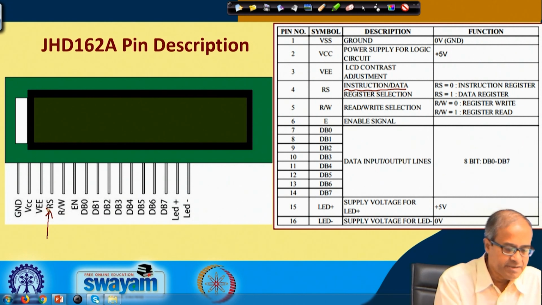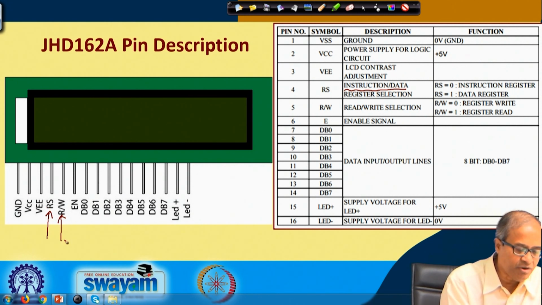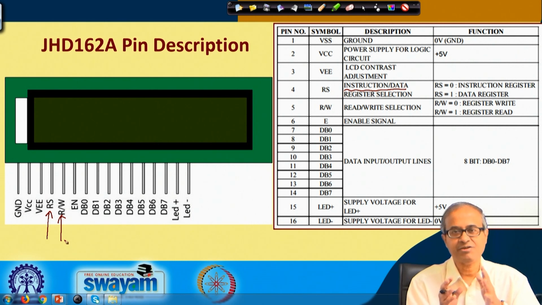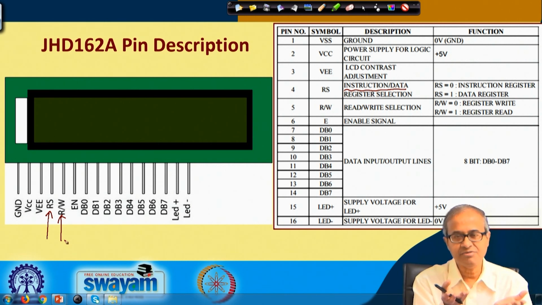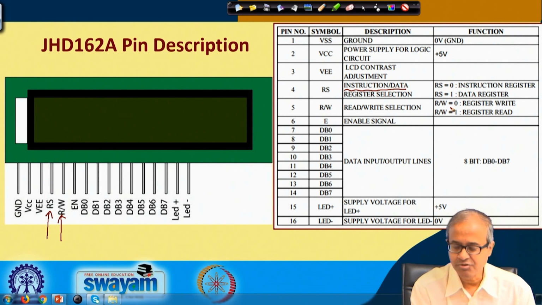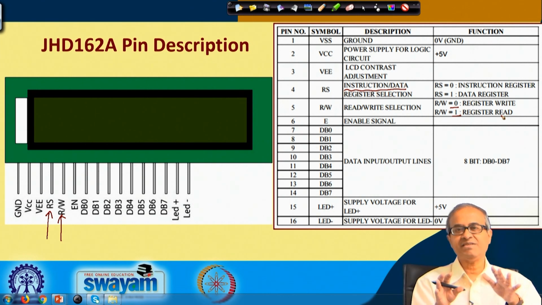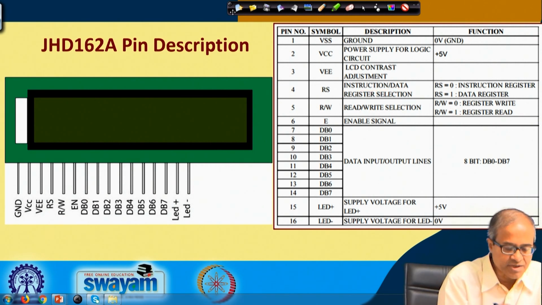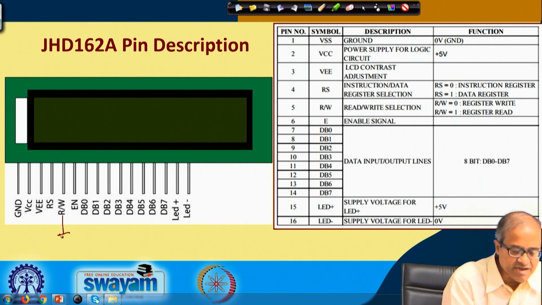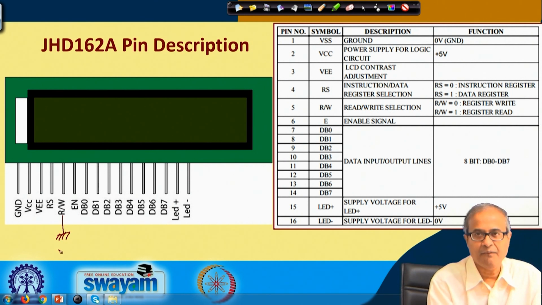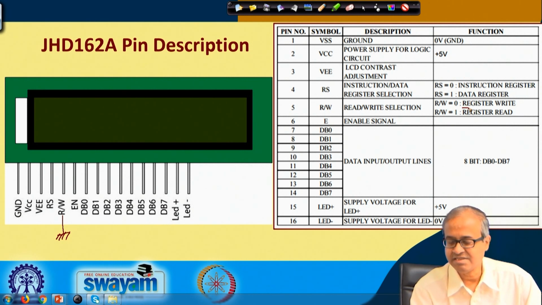Okay. The next pin is a read or write pin. This tells you whether you are writing data to the LCD unit or you are reading some status information from the LCD unit. So, if it is 0, it means write, if it is 1, it means read. Now, in our interfacing application, we would only be writing, we would not be reading the status. So, for our purpose, we can directly connect it to ground, we can make it 0, so that it is always in the register write mode.